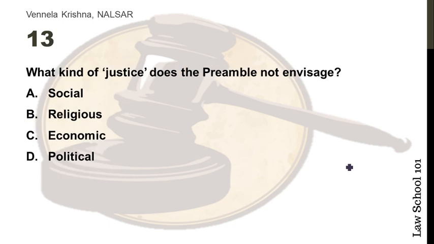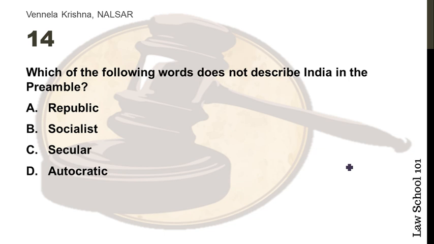What kind of justice does the preamble not envisage? The answer is religious. The preamble says justice, social, economic, and political. Which of the following does not describe India in the preamble? The answer is very easy. India is a democracy, not an autocracy, and the preamble rightly points to it. The preamble refers to India as a sovereign, socialist, secular, democratic republic. So please remember all of those words.